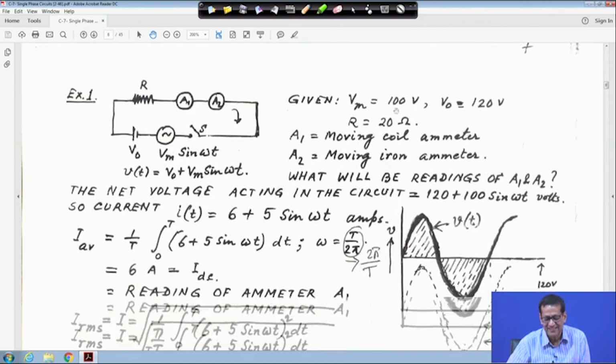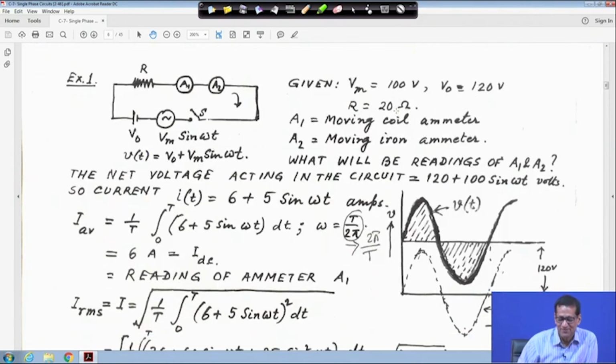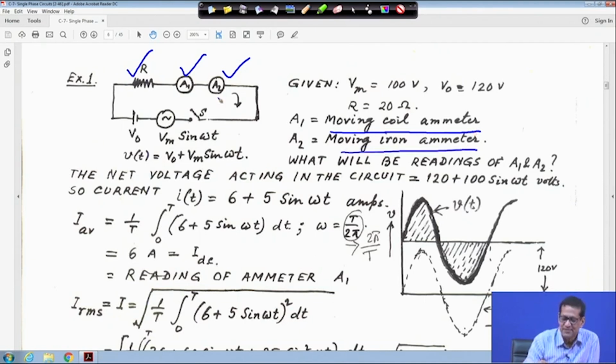Now next we will take another interesting example. Just see how it is. For example, a simple series circuit has a resistance R and 2 ammeters, A1 and A2. A1 is a moving coil ammeter. A moving coil instrument measures DC quantities, DC current or DC voltage. Here it is a current ammeter, so it will measure DC. A2 is the moving iron ammeter, which measures AC.